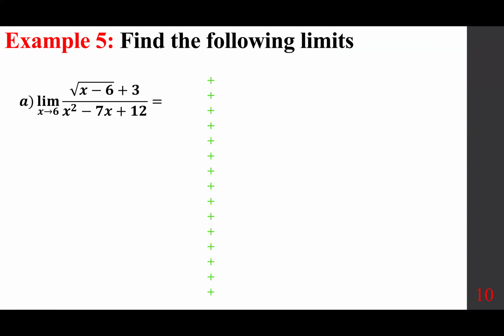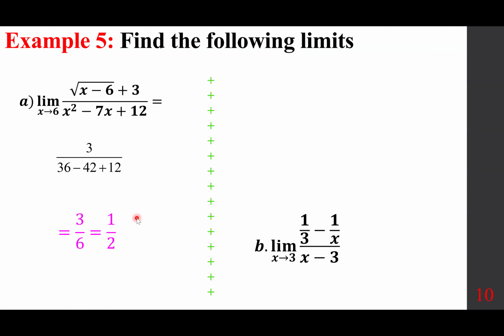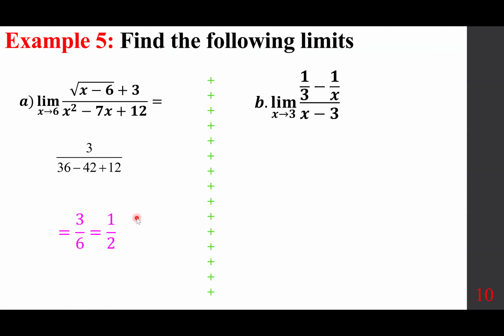So what happens in part A, we just plug in. Anybody has the answer for us? You plug in, this goes to 0. This is 3. 6 squared is 36, minus 7 times 6 is 42, plus 12. The numerator remains at 3. The bottom is 6, equals 1/2.